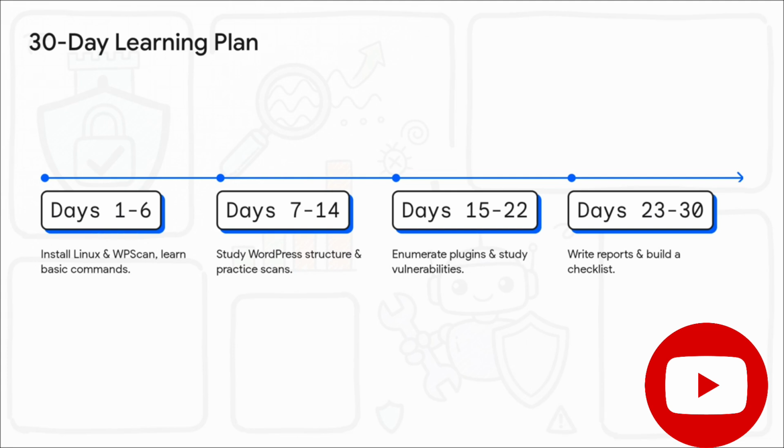Look at the first 6 days. Just focus on getting Linux and WPScan installed and learning some basic commands. Just the scaffolding. Days 7 through 14, that's when you study how WordPress is actually built, learning directories like wp-content, and you run basic scans in your local lab. By days 15 to 22, you're enumerating plugins and studying specific vulnerabilities. And in that final week, you're writing crisp reports, practicing lab scenarios, and building out your own personal security checklist. This kind of step-by-step pacing builds true confidence.